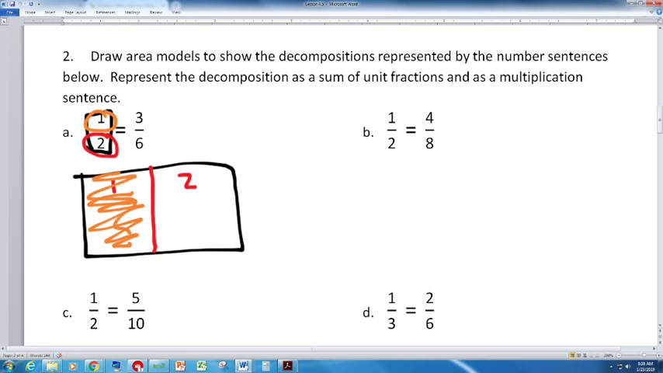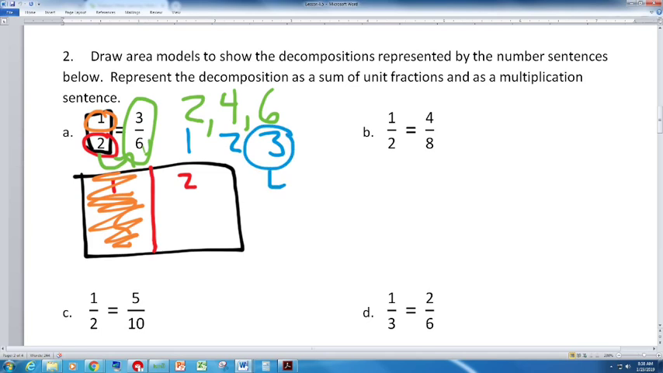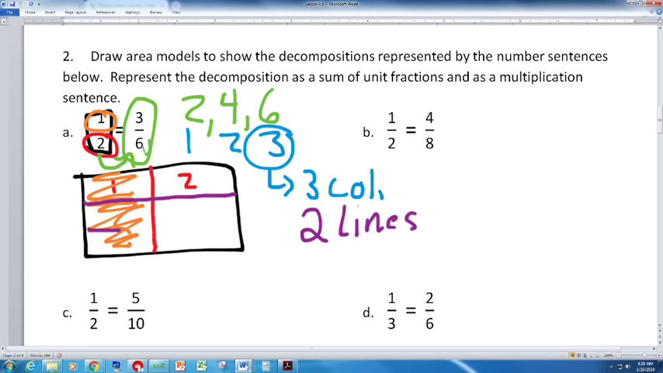Now we need to make it into 3/6. How many times does this 2 go into 6? We're going to do skip counting. 2, 4, 6. It takes a total of 1, 2, 3 times. So we want 3 columns. To make those 3 columns, we need 1 less line, so we need 2 lines. I'm going to draw 1 line and a second line.